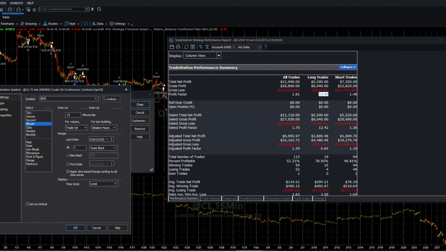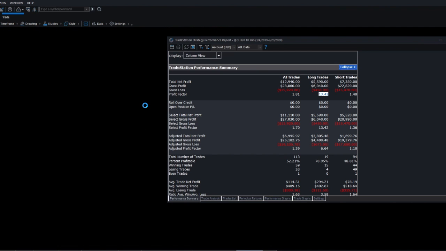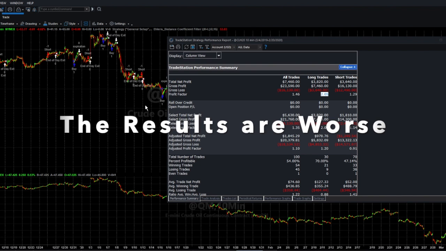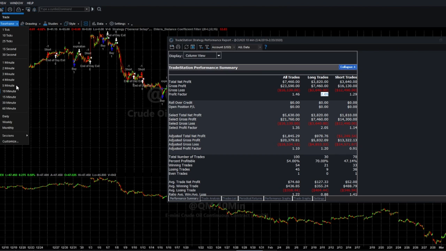Let's just check quickly to see if it would make a difference if we use a 10-minute chart with QM, so basically 2 10-minute charts. And no, the results are worse.